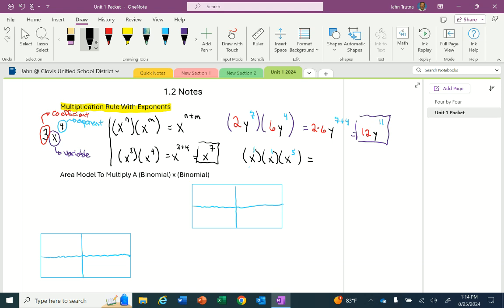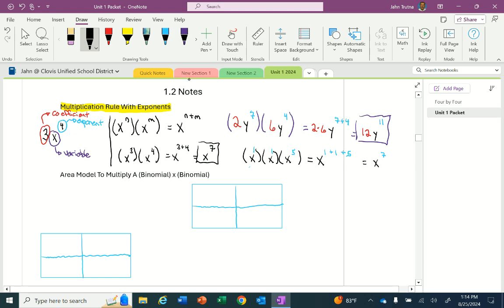So we would now use the multiplication rule with exponents. We would smush all the x's together. So we would have an x, and then we would add the exponents up: 1 plus 1 plus 5. So this would simplify to x to the 7th power. And that's what that problem would simplify to. All right, guys, so there's the rule of the exponents.